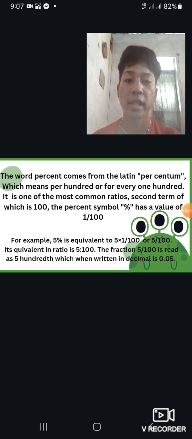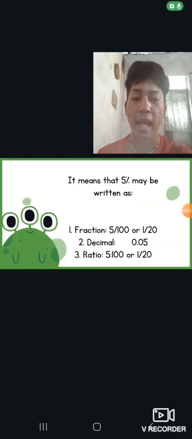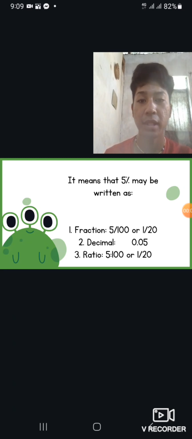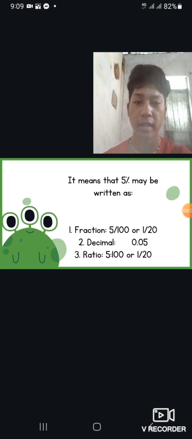The fraction 5 over 100 is read as five hundredths, which when written in decimal is 0.05. So 5% may be written as, number 1, a fraction, that is 5 over 100 or 1 over 20. Number 2, decimal, that is 0.05. And the third one is the ratio. We have 5 to 100, or 1 to 20.